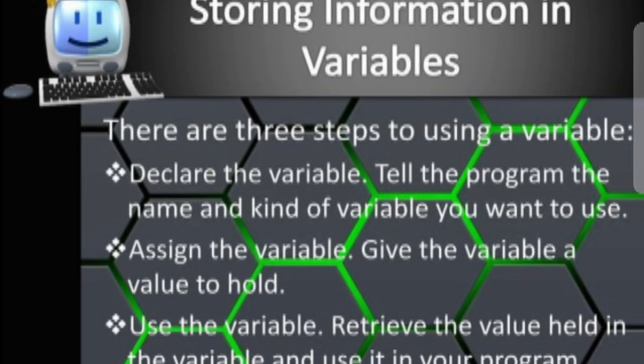Storing information in variables. There are three steps to using a variable. Declaring the variable: tell the program the name and kind of variable you want to use. Assigning the variable: give the variable a value to hold. Using the variable: retrieve the value held in the variable and use it in your program.